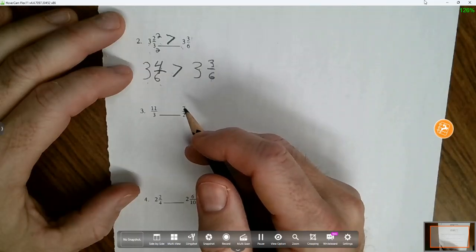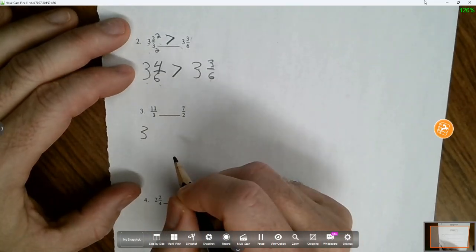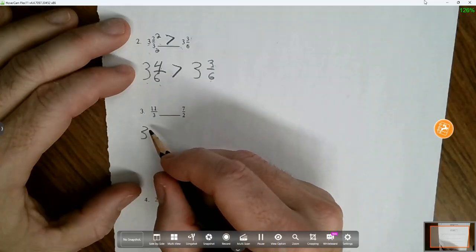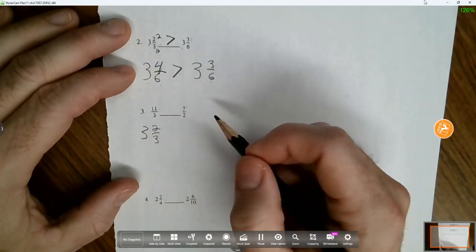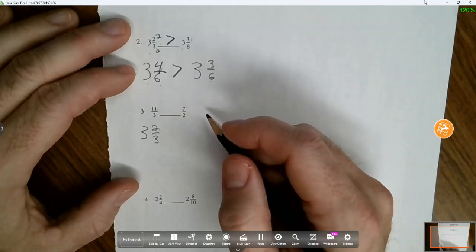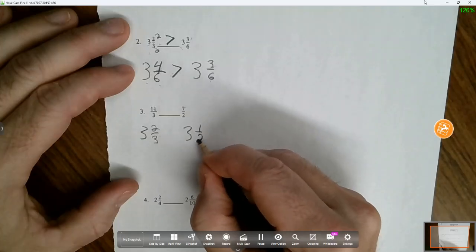3 times 1 is 3. 3 times 2 is 6. 3 times 3 is 9. 3 times 4 is 12. We're over. So 3. And 3 times 3 is 9. 11 minus 9 is 2. Good. How many times can 2 go into 7? 2 times 1 is 2. 2 times 2 is 4. 2 times 3 is 6. So we're done right there, right? 3. And we have 1 over 2 left.